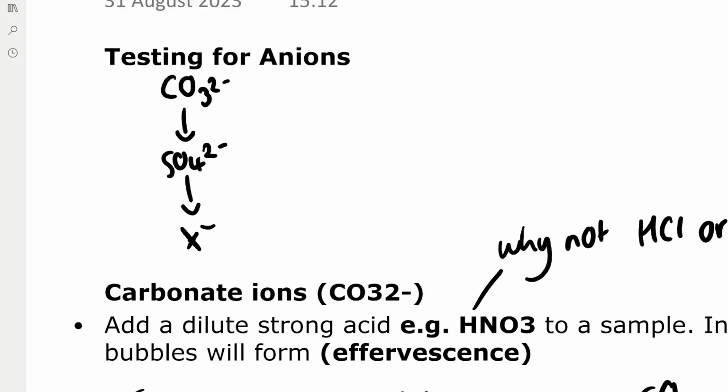So we have to do the test in this order so that we don't gain false positive tests. So for example, if you were to add barium nitrate to a compound containing carbonate, barium carbonate would form, and that would form a white precipitate, which would lead to a false positive test for sulfate ions.